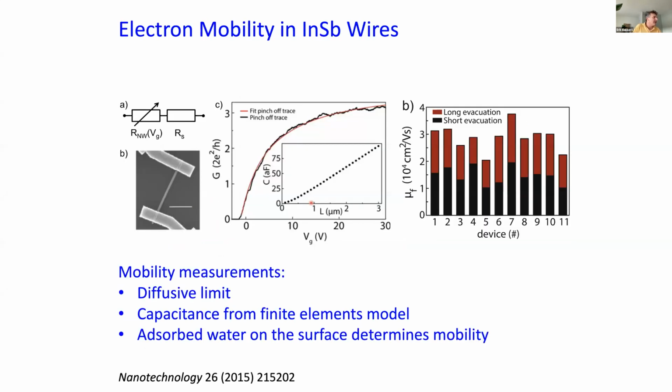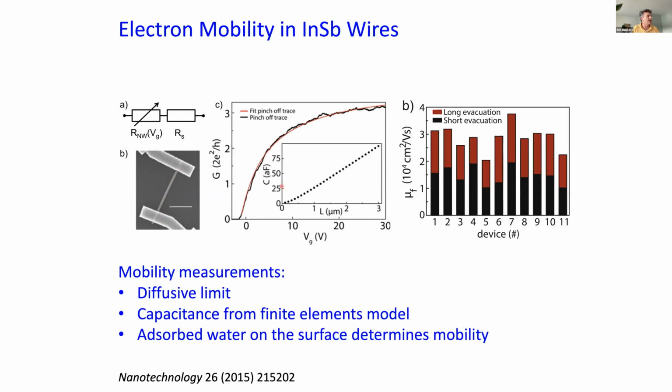So now some transport. A few years ago, we fabricated these devices, simple field effect transistor devices, just to estimate the mobility. So this is the wire with 2 ohmic contacts, and the spacing between these contacts here is 2 microns to be sure that we are in the diffusive limit. We take the transconductance, which looks like this, and then we can fit a model, and from this model, we can estimate the mobility.